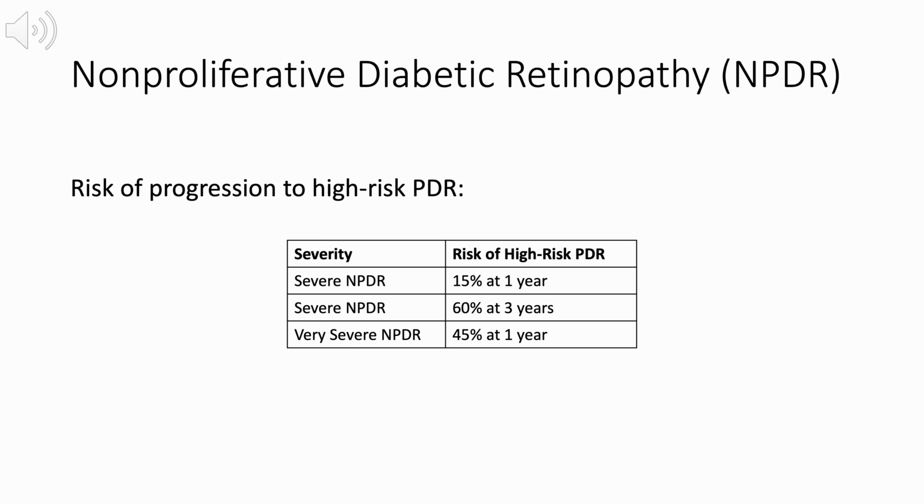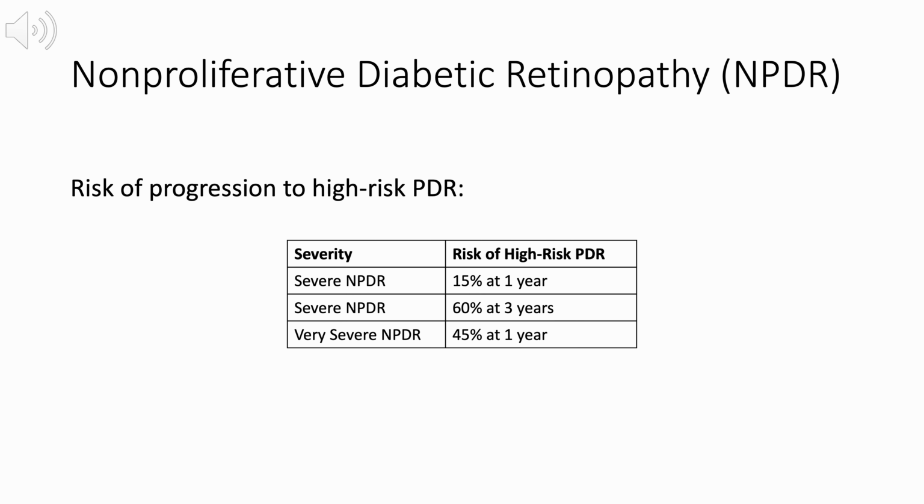The table on this slide gives the risk of progression to high-risk proliferative diabetic retinopathy for the 2 most advanced non-proliferative categories. For severe NPDR, the risk of progressing to high-risk PDR is 15% at 1 year, rising to 60% at 3 years. For very severe NPDR, the risk is 45% at 1 year. Let me draw out the implications. First, compare the 2 1-year figures directly, 15% for severe disease versus 45% for very severe disease. Meeting a second criterion of the 4-2-1 rule triples the 1-year risk.